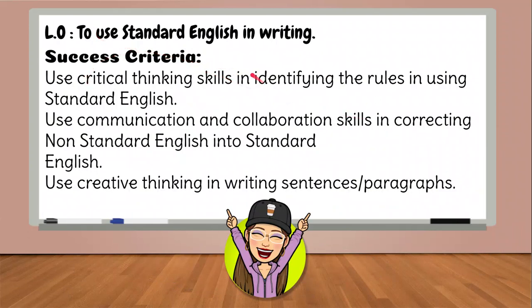Now, our success criteria and our LO. First, the LO is to use Standard English in our writing. And the success criteria is to use critical thinking skills in identifying the rules in using Standard English, using communication and collaboration skills in correcting non-standard English into Standard English, and use creative thinking in writing sentences or paragraphs.